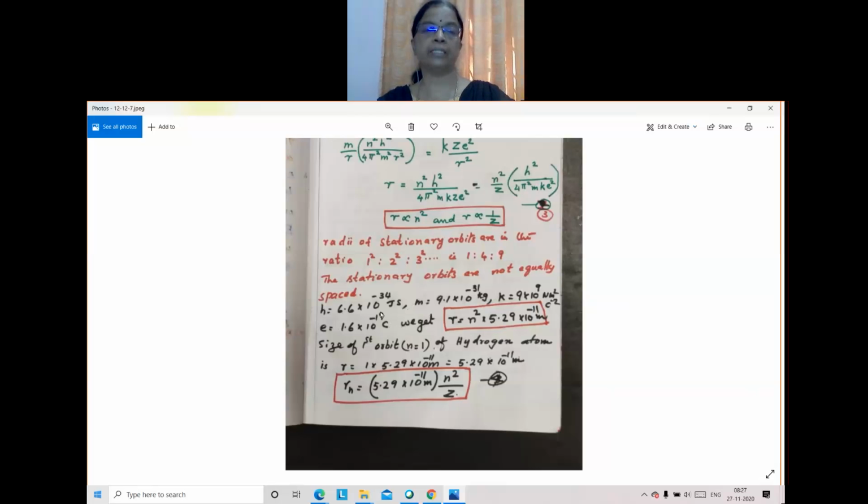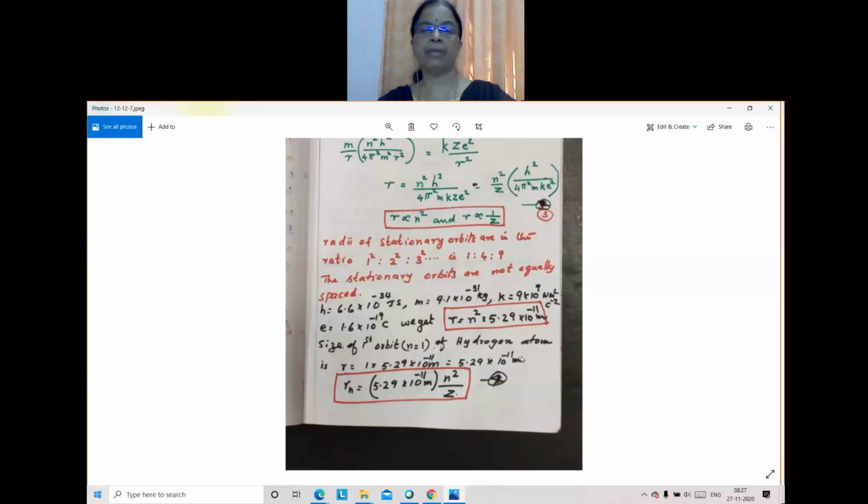Substituting the values: h, Planck's constant, a very small quantity, 6.6 into 10 raised to minus 34 joule second. Mass is also very, very small, 9.1 into 10 raised to minus 31 kilogram. K is only a positive quantity here, K equal to 9 into 10 raised to 9. And this is the charge of the electron, 1.6 into 10 raised to minus 19 coulomb. Substituting all the values, we get r equal to n square into 5.29 into 10 raised to minus 11.